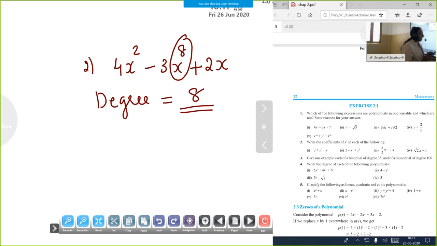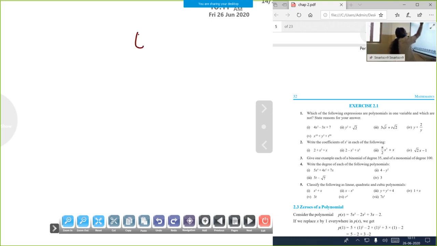So coefficient there, degree there. Don't make a mistake. Coefficient means the number together with that variable. The power, degree, means the variable's power is the degree. Then one more question. Then next we can solve our Exercise 2.1, fourth question.